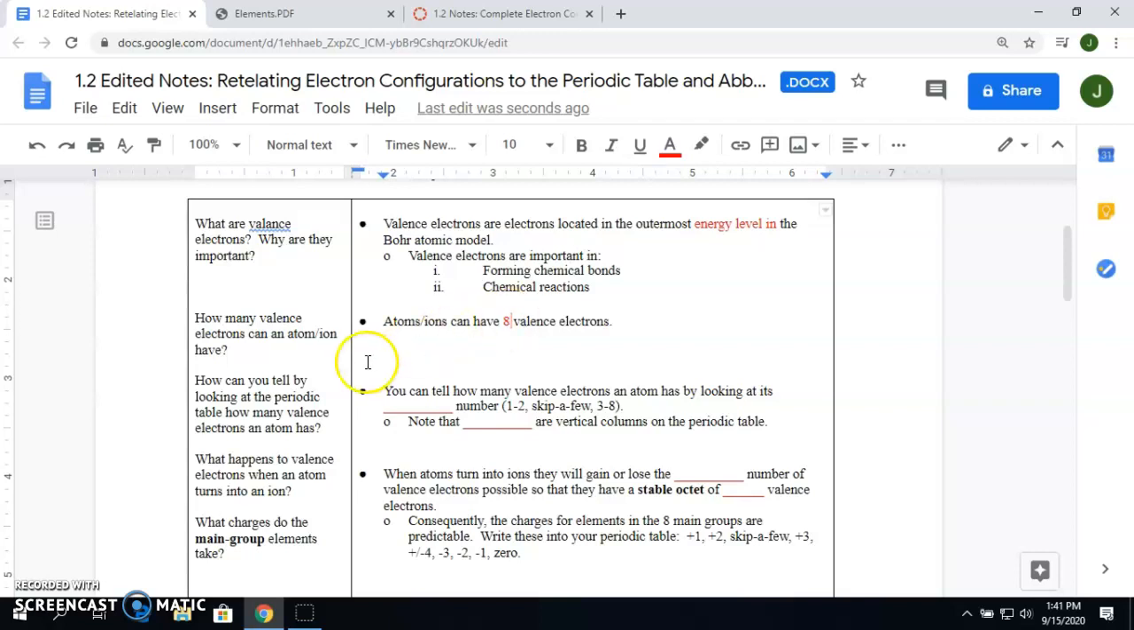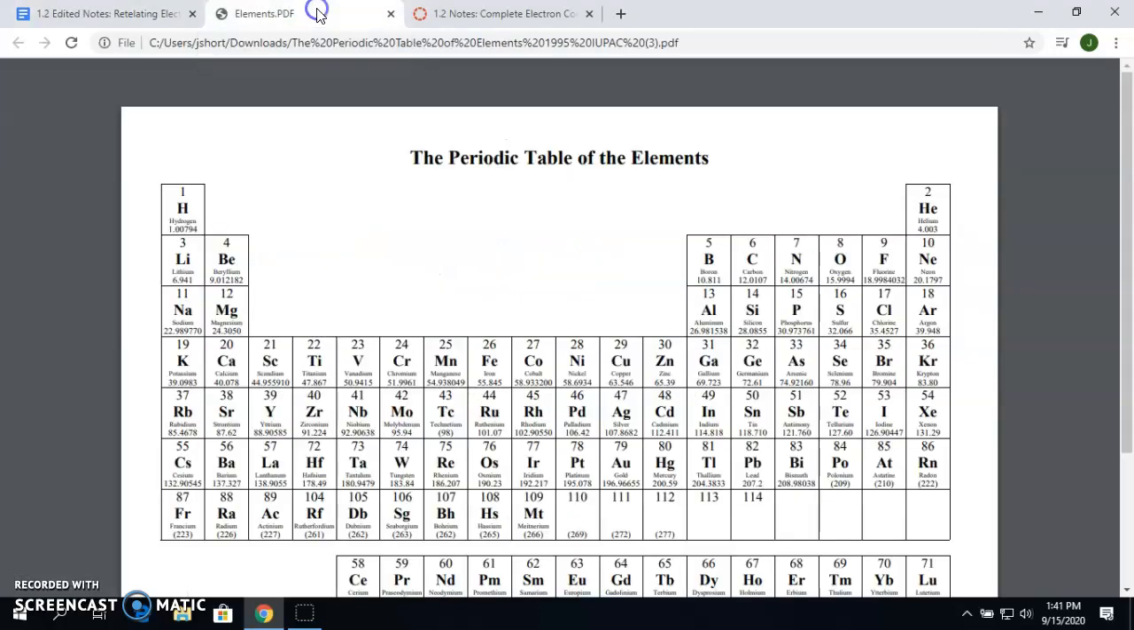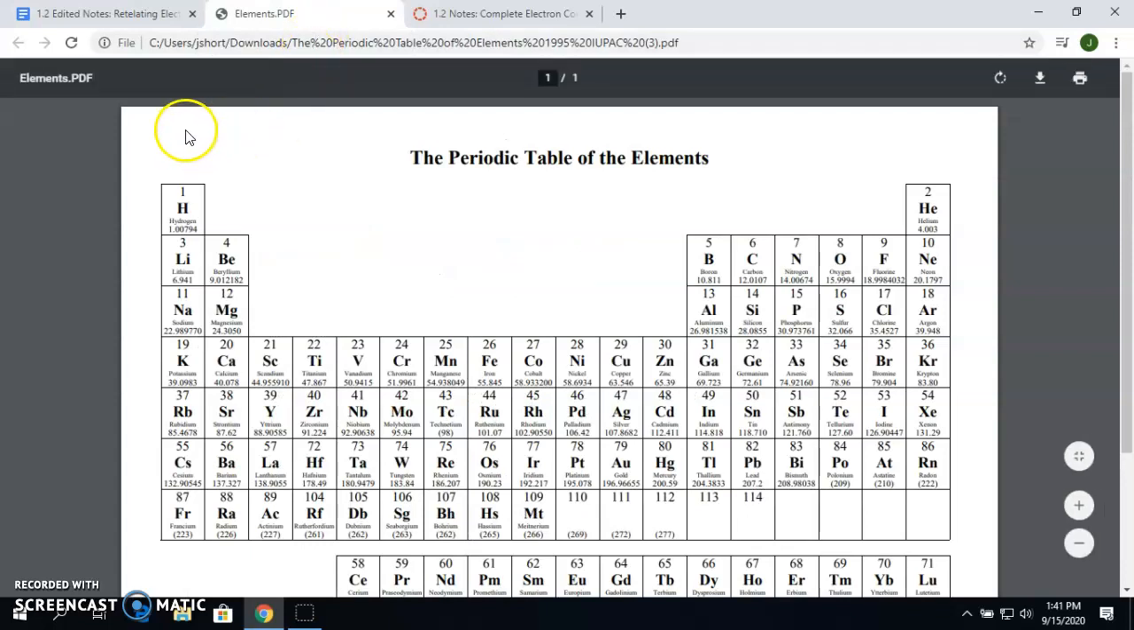Guiding question, how can you tell by looking at the periodic table how many valence electrons an element has? You can tell how many valence electrons an atom has by looking at its main group number on the periodic table. Now the saying for main groups is 1, 2, skip a few, 3, 4, 5, 6, 7, 8. Let's flip over to the periodic table and get an understanding for why that's the saying. So again, the main groups are 1, 2, skip a few, 3, 4, 5, 6, 7, 8.